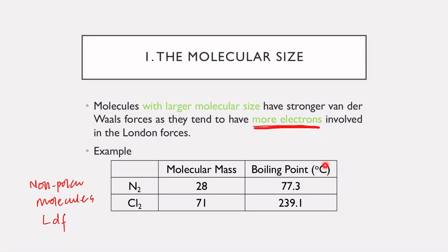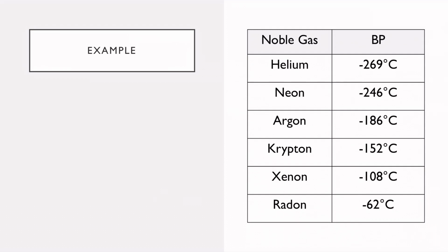So when you look at the physical properties, the boiling point of chlorine molecule is much higher than of nitrogen molecule. Okay. This is because chlorine has larger molecular size and therefore it has more electrons than nitrogen. Therefore, the van der Waals forces, the London dispersion forces for chlorine molecule is much stronger than of nitrogen. Boleh? Simple kan? Okay. Now, next example.